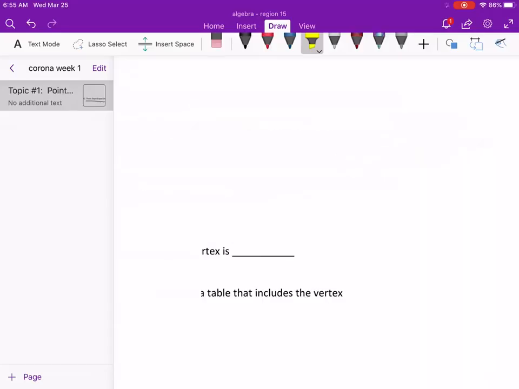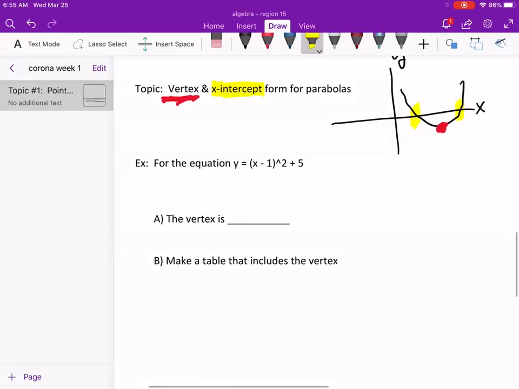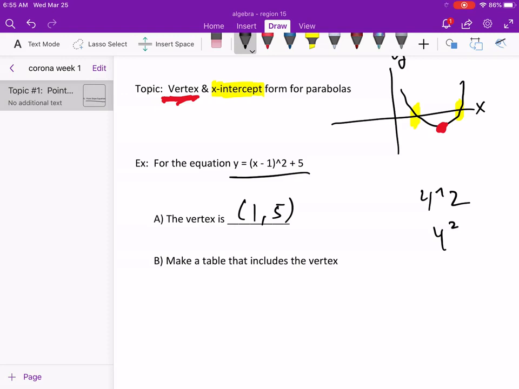Typical sorts of questions that you would get for this. This is in that vertex form, and also that little hat symbol there, something like this, just means squared. The vertex is at 1. Plugging a 1 in for x would make the parentheses 0. Square that, still 0, and then add 5 to get a y value of 5.